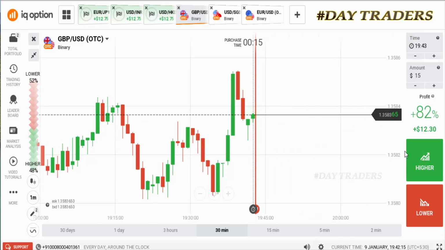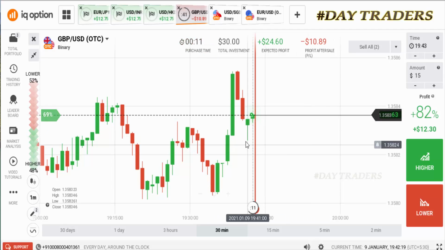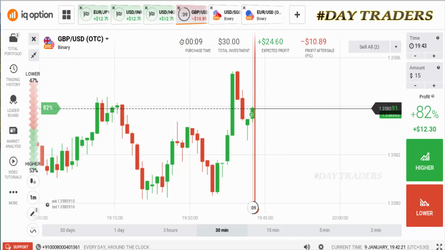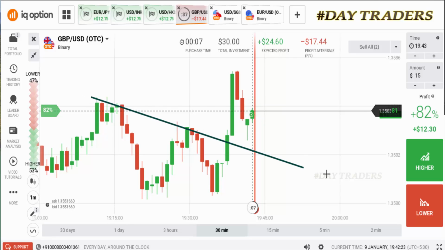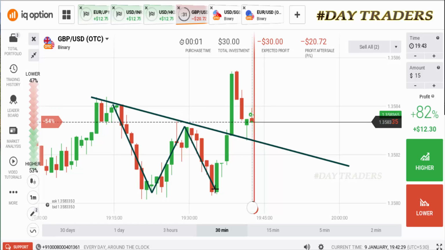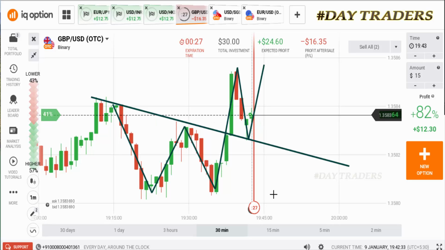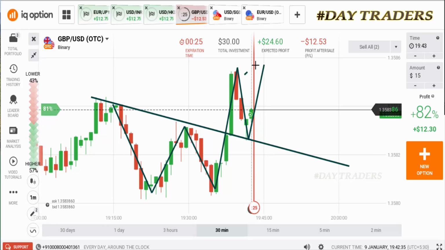Okay, this is a very strong buying force. I'm expecting another bullish candle. So it touches the resistance level, and again buyers enter the market. Okay, again buyers enter the market. So I'm expecting this type of market. Let's see.